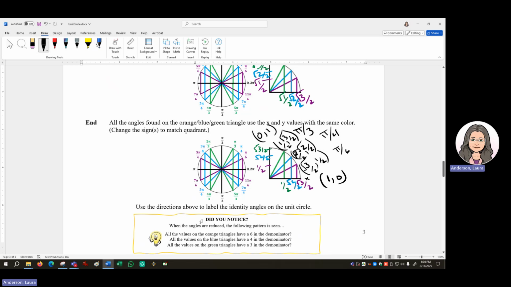So let's think about this. Did you notice when the angles are reduced that the following pattern is seen? All the values of, this is not orange, this would be purple, all the values of the purple triangles have a denominator of 6. All the values of the blue triangles have a denominator of 4, and all the values of the green triangles have a denominator of 3. Isn't that interesting?